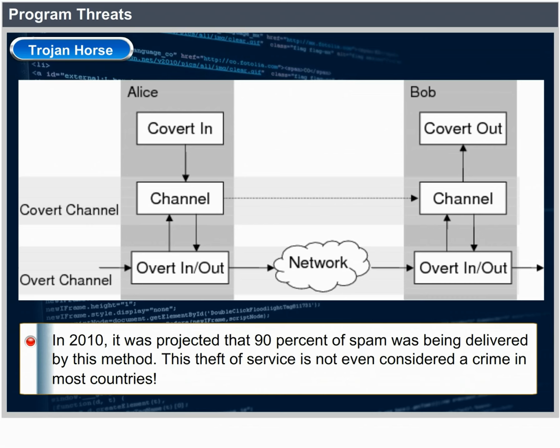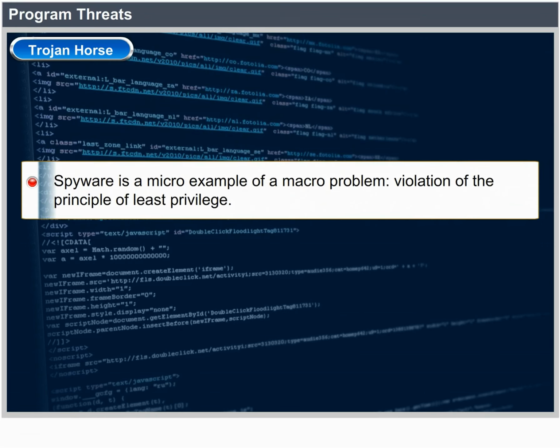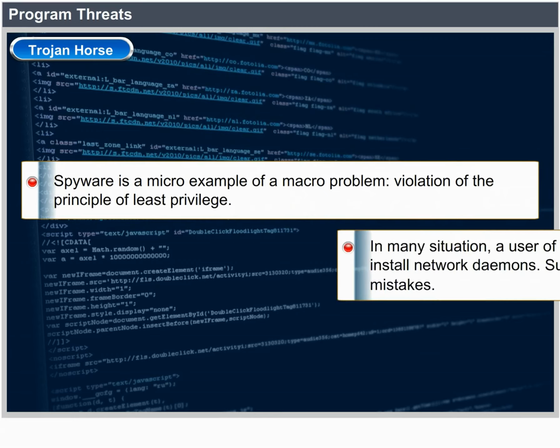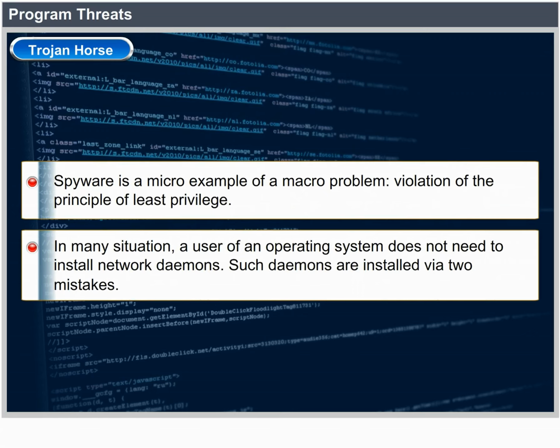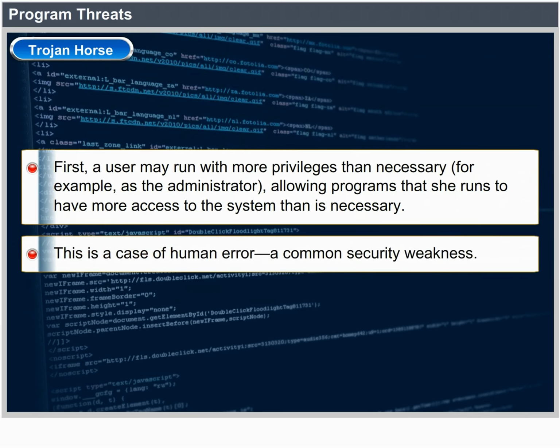Spyware is a micro-example of a macro problem, violation of the principle of least privilege. Under most circumstances, a user of an operating system does not need to install network daemons. Such daemons are installed via two mistakes. First, a user may run with more privileges than necessary, for example, as the administrator, allowing programs that she runs to have more access to the system than is necessary. This is a case of human error, a common security weakness.